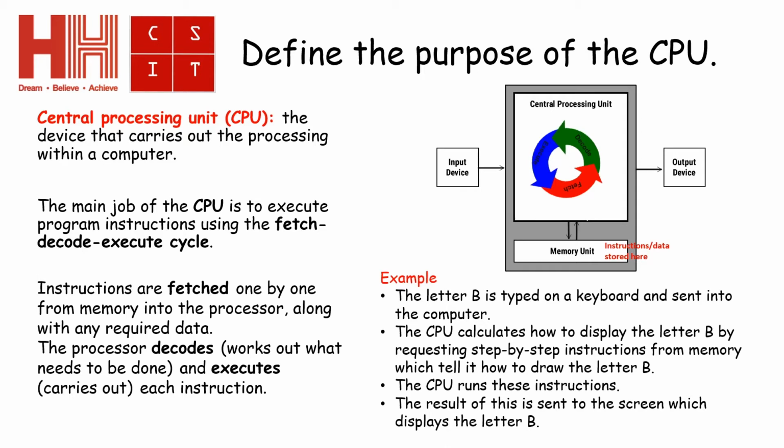Let's consider an example of the whole process. So the letter B is typed on a keyboard and sent to the computer. Obviously the keyboard is that input device that we learnt about last lesson. The CPU calculates how to display the letter B by requesting step-by-step instructions from memory, which tell it how to draw the letter B. The CPU runs these instructions. The result of this is then sent to the screen, which displays the letter B.